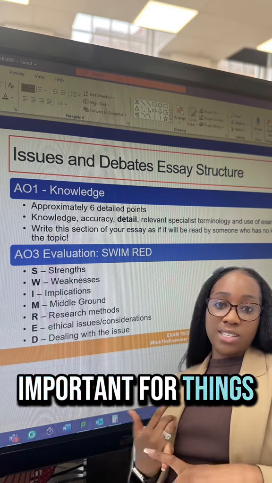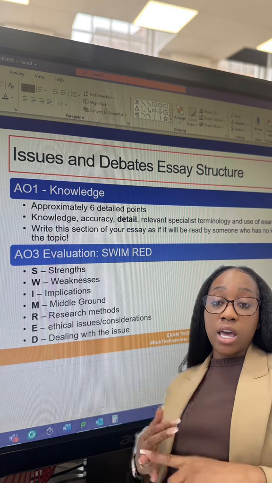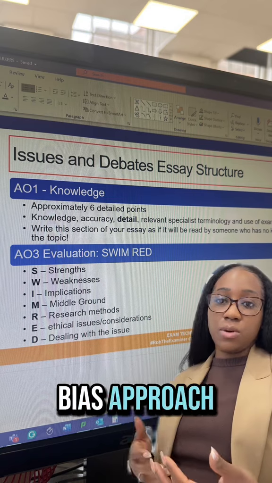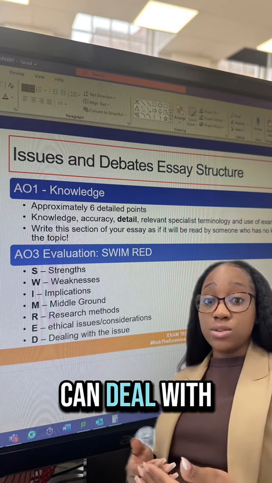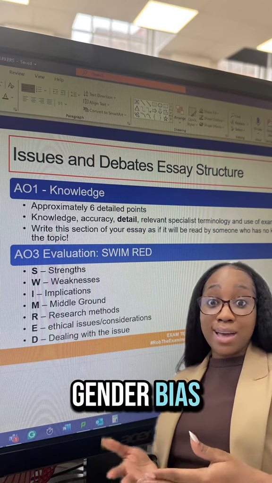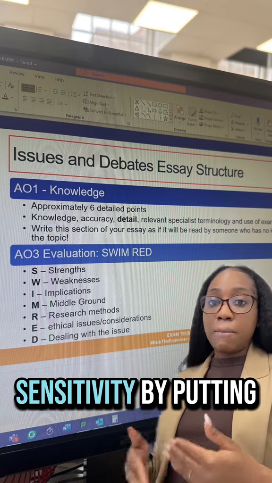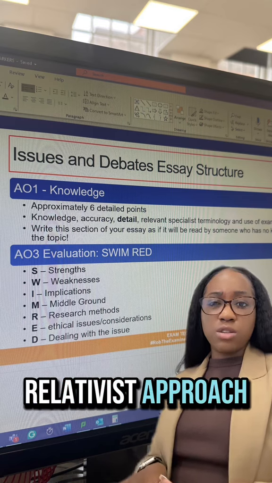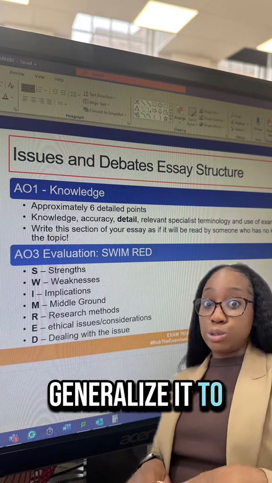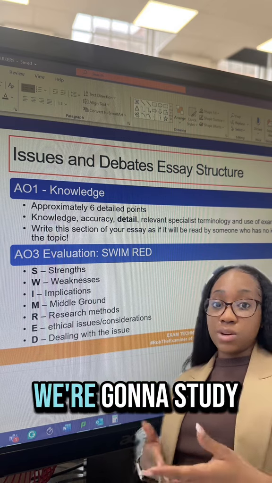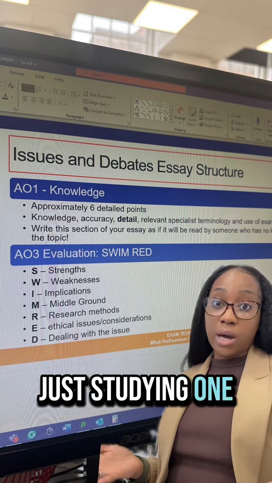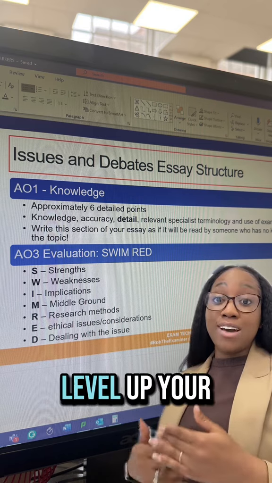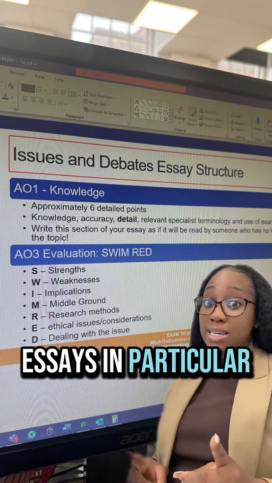This is really important for things like culture bias and gender bias. While there isn't a strength for taking a culture bias approach and a gender bias approach, you can absolutely say that we can deal with the issue of culture bias, gender bias, and even ethical issues and social sensitivity by putting things in place. So with culture bias, we can say, do you know what, we're going to take a cultural relativist approach. Yeah, when we do our study, we're not going to generalize it to people who it doesn't concern. With gender bias, we're going to study both genders as opposed to just studying one and trying to make generalizations. Use this acronym, it's a game changer, and it will level up your issues and debates essays in particular.